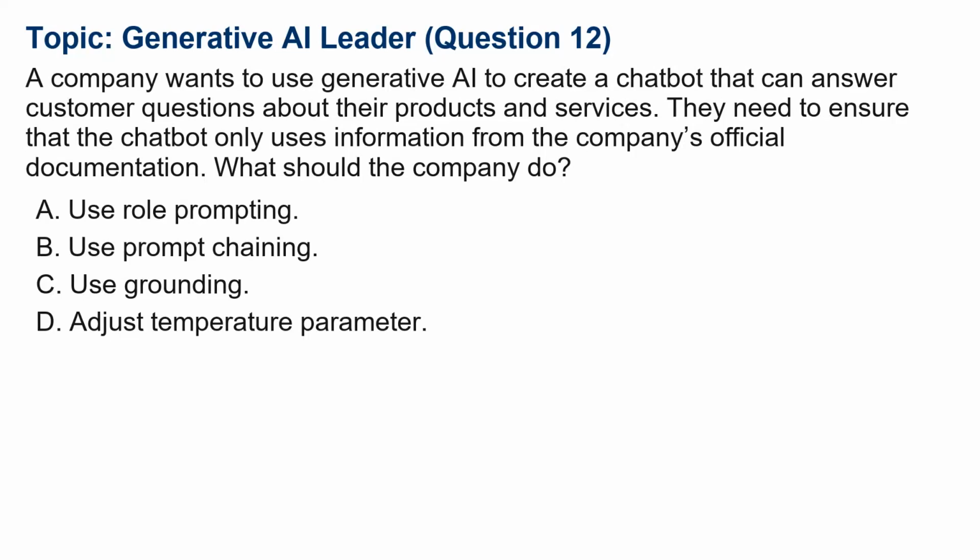A company wants to use generative AI to create a chatbot that can answer customer questions about their products and services. They need to ensure that the chatbot only uses information from the company's official documentation. What should the company do? A. Use role prompting. B. Use prompt chaining. C. Use grounding. D. Adjust temperature parameter.